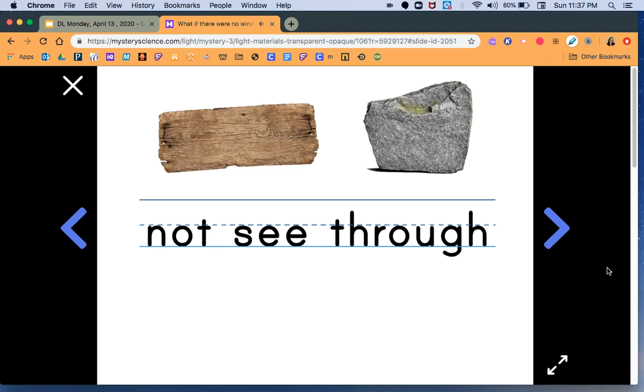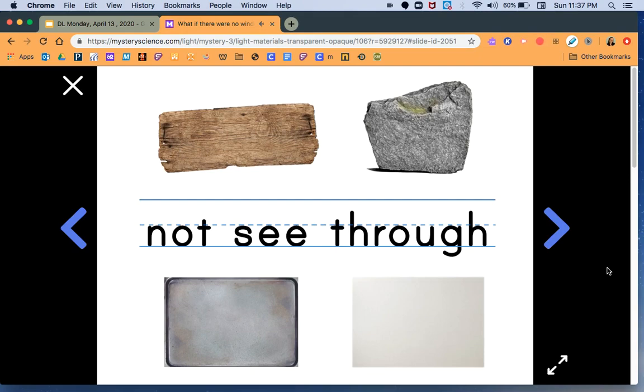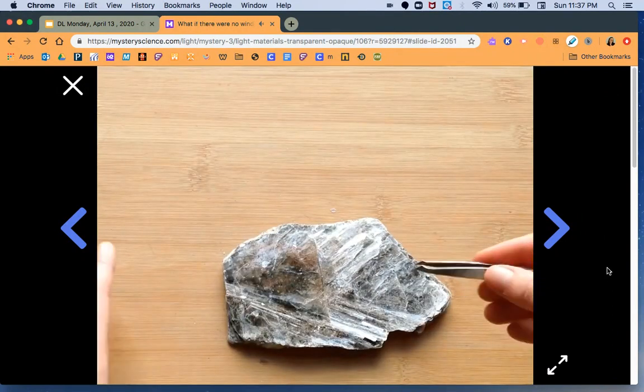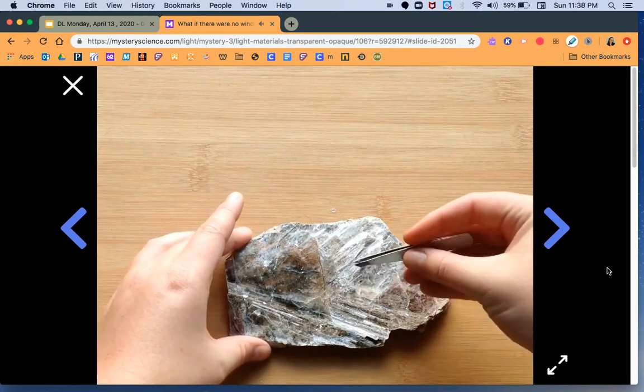I'll bet you can think of other examples of things that are not see-through or opaque, like a metal pan or what the walls are made of in your house. So, a long time ago, when wood and stone and metal were the only materials that people had, houses couldn't have windows because none of those materials are see-through. But the very first windows weren't actually made of glass.